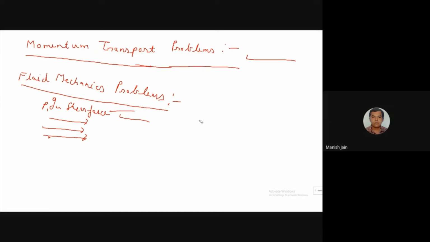Although you can solve turbulent flow problems also by using the same procedure, that requires more computational power. You need more complex mathematics, and the solution of that mathematics is only possible by using some computational methods. So in this subject we will solve the easy problems. The first problem which we will solve is the flow through a horizontal circular pipe.